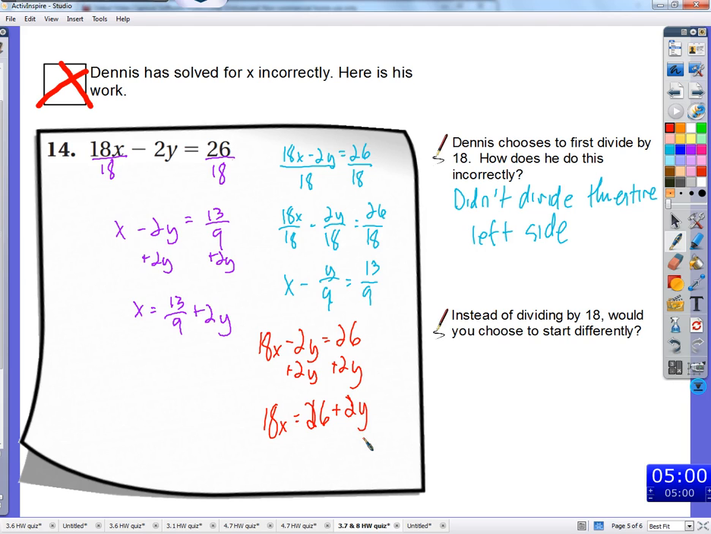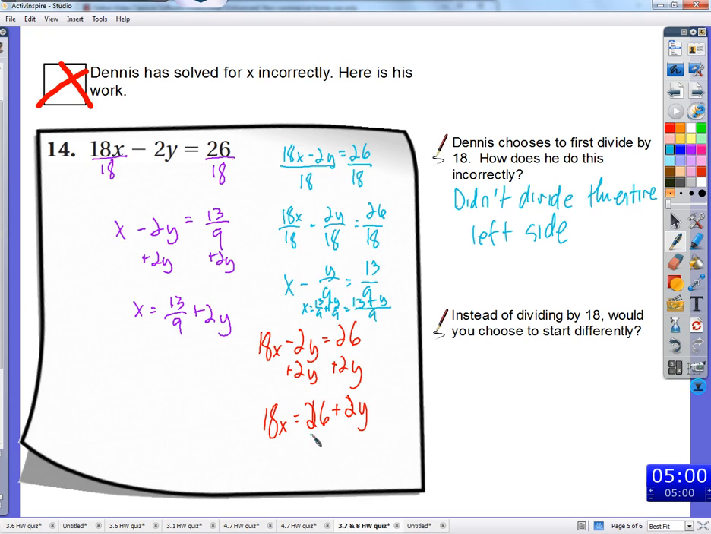Now we didn't have to deal with fractions. This one, we could have done this. It's almost done, really. We can add y over 9 to both sides in this one. Finish that here. X equals 13 over 9 plus y over 9. They have a common denominator, so we could write it as 13 plus y over 9.